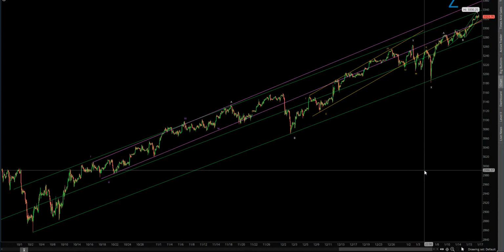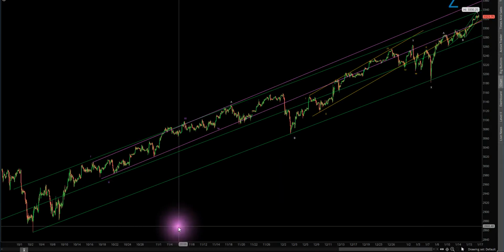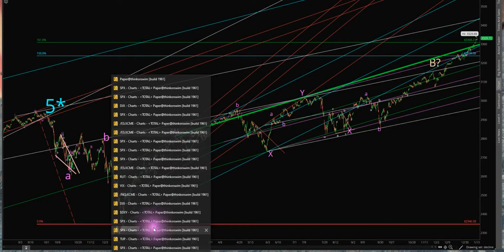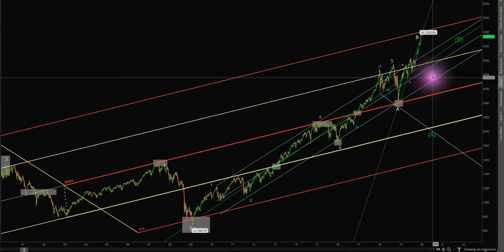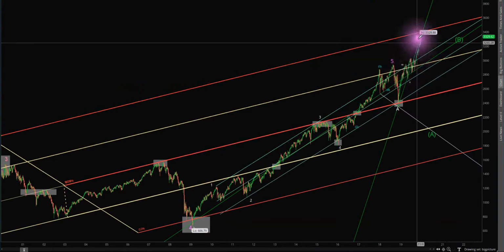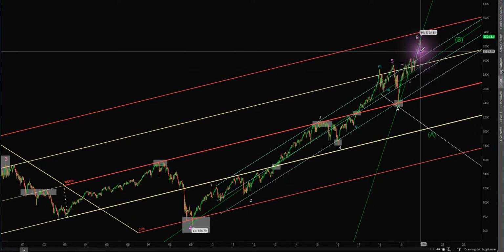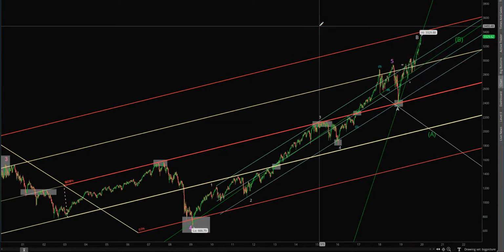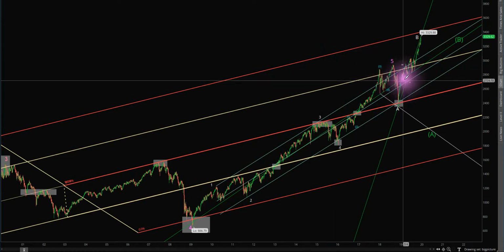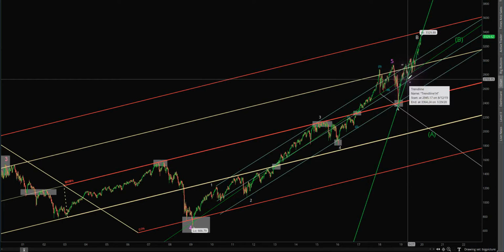However, I don't expect an ending diagonal here in this move, because the big picture is an expanding ending diagonal. So we are inside a diagonal, so I don't expect another diagonal. From here, from the start of the X, no ending diagonal expected, because the big picture is an expanding ending diagonal. So traders, I hope this is somewhat helpful.